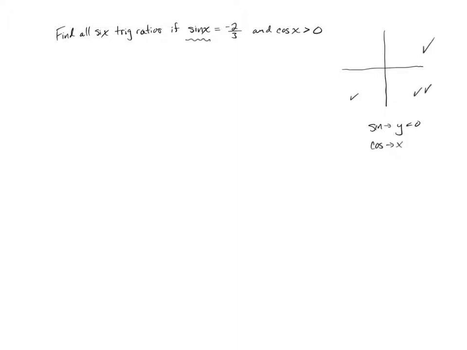So that means we need to be on the right side, either in this quadrant or in this quadrant. And every time you do one of these problems, between the 2 clues, you're going to have one quadrant that satisfies both conditions. We need the sine to be negative, which means we're in the bottom, but the cosine to be positive, which means we're on the right, which means we've got to be in the bottom right. So our angle is going to be in the 4th quadrant.